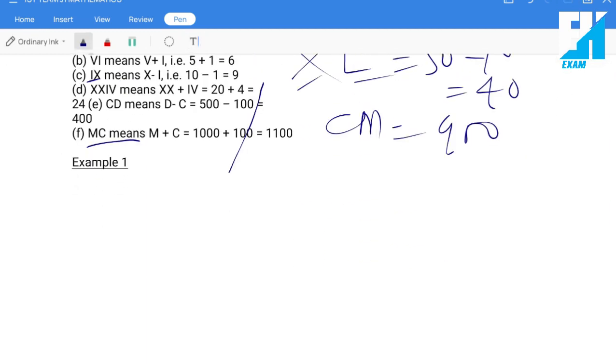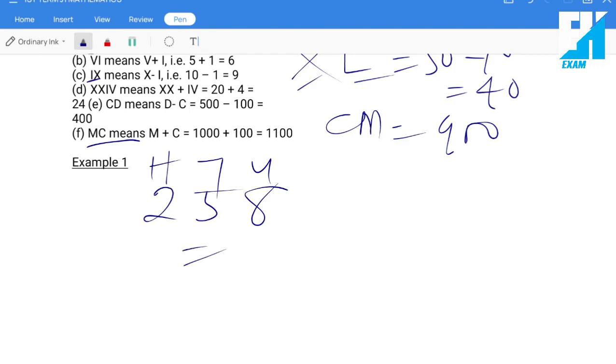Assuming I give you this, that you should convert 258 to Roman numerals. First thing you need to learn is place value. If you use the place value method, you have units, tens, hundreds, and you already know that 2 is 200, and this 5 is 5 tens, and this is 8 units.